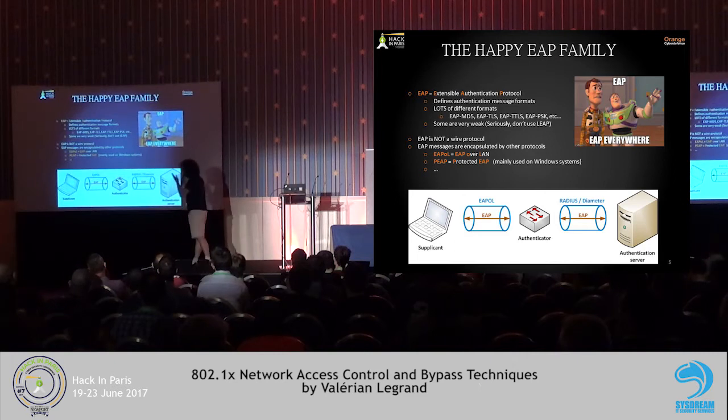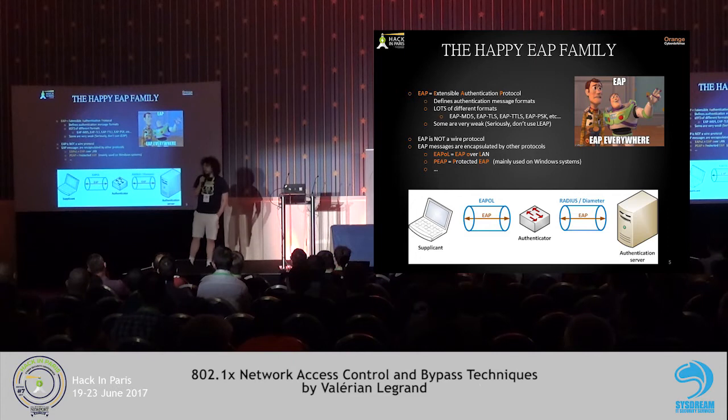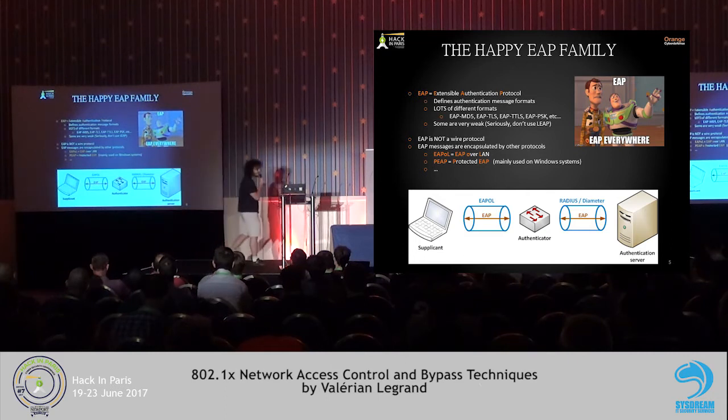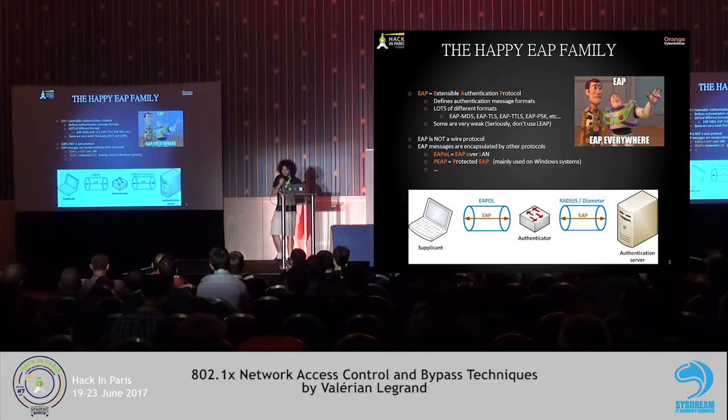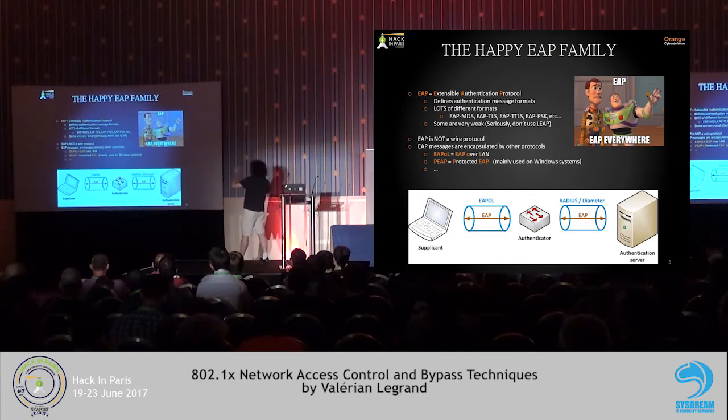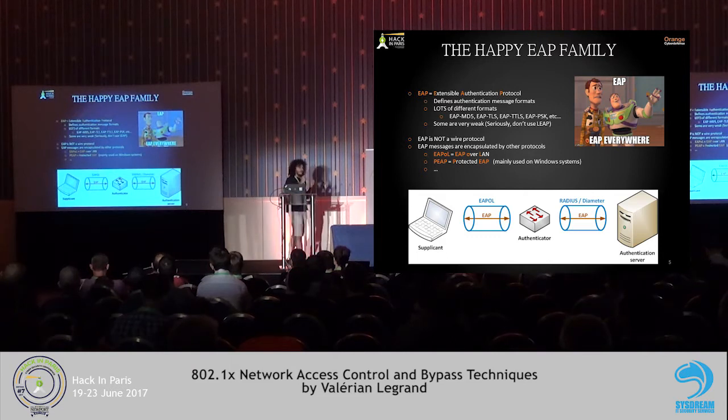The best-known EAP method is PEAP, for Protected EAP, which is the default one for Windows systems willing to authenticate against .1x protection. EAP messages are used for authentication between the supplicant and the authenticator, and between the authenticator and the authentication server. So basically, your credentials, your password, your certificate will be sent through EAP.